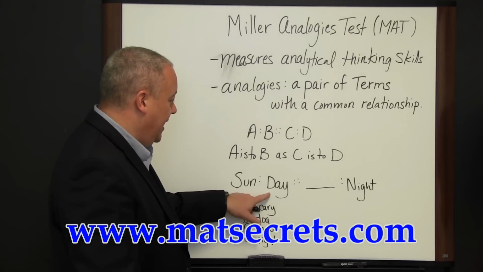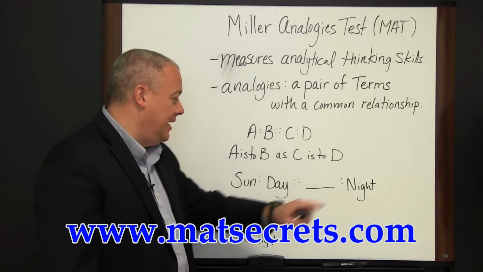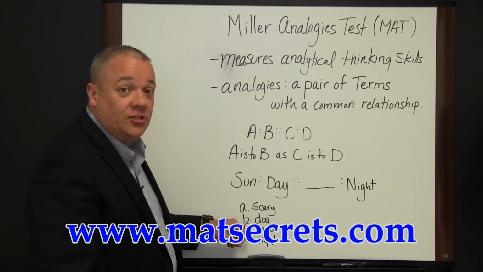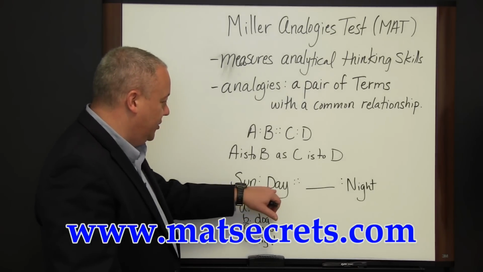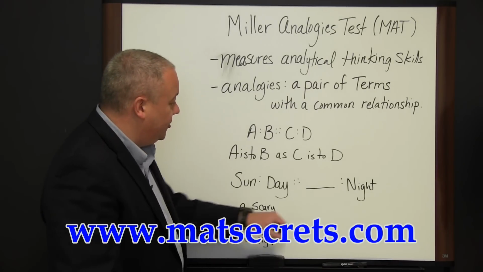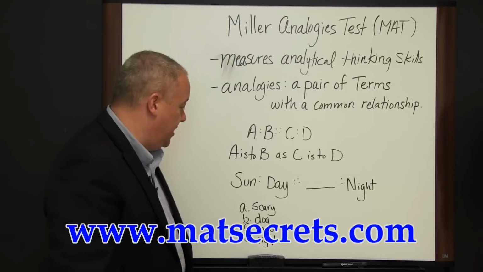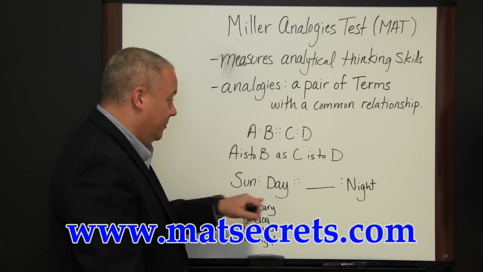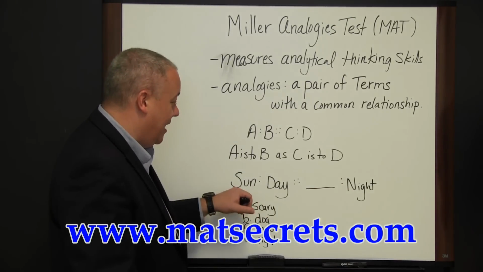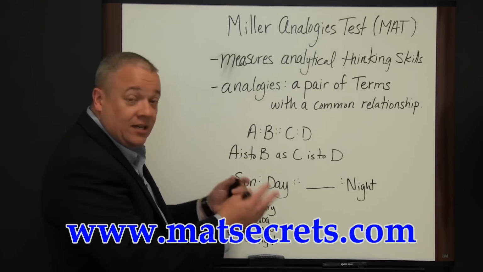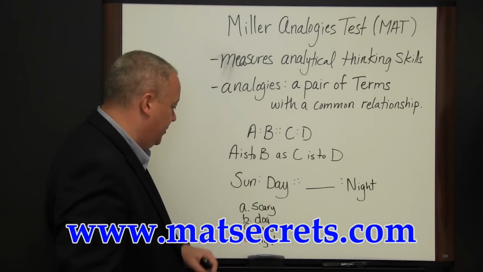So sun is to day as blank is to night. And you have answers that you can then draw on. You need to know the relationship between the sun and the day and then look at the answers to figure out what would correspond with night. Sometimes nighttime is scary, but is scary is to night what the sun is to the day? Is that a common, logical relationship?